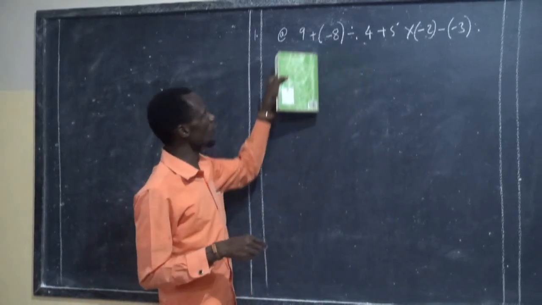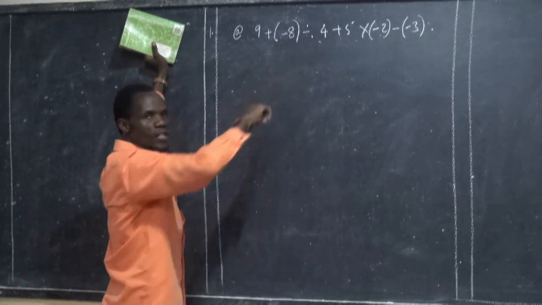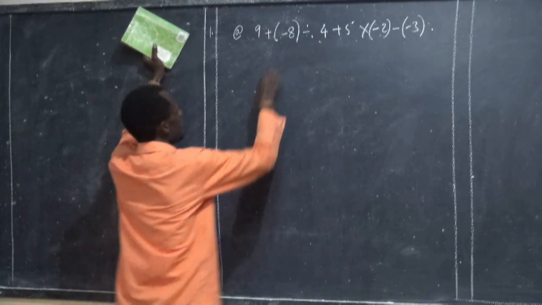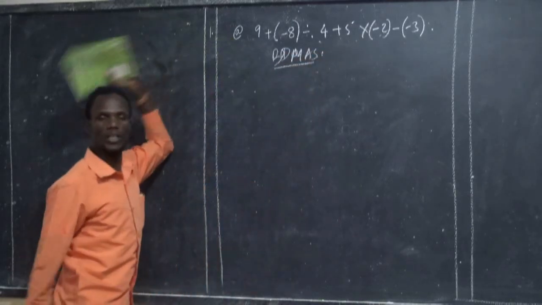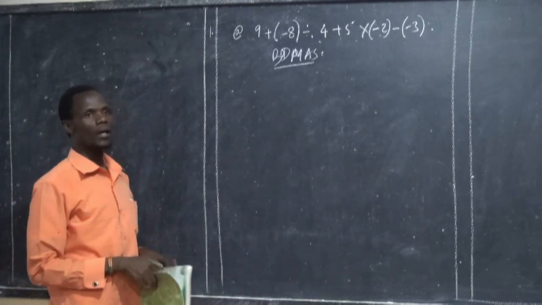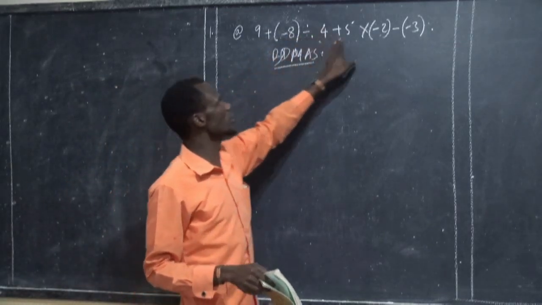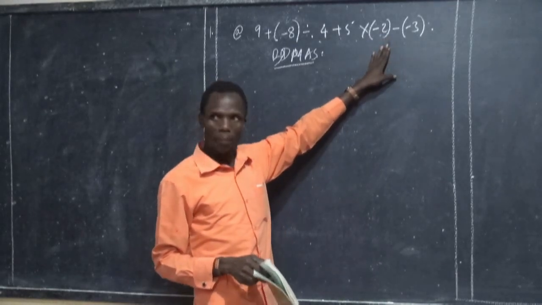If you find this question, it involves a lot of numbers with different signs. What you have to do here is apply BODMAS. BODMAS is applied in solving this question. But before you apply BODMAS, you have to make sure that you have got a single sign for every number.